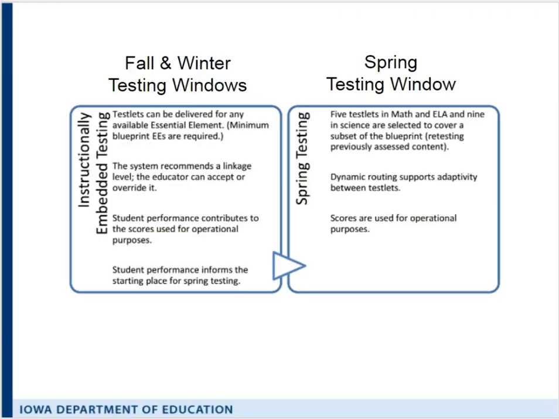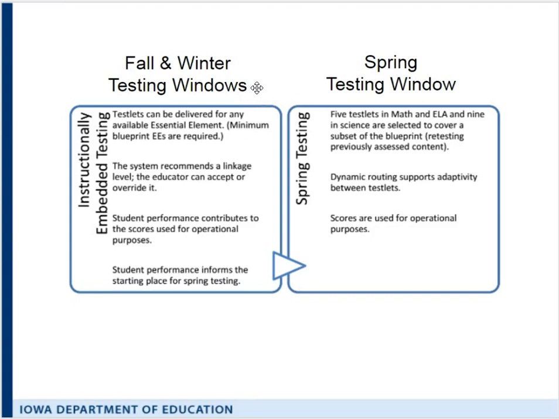Now, this is a nice graphic that kind of shows you how this information is going to be used to inform the testing process, both fall and winter and spring. When you think about fall and winter testing windows, this is instructionally embedded testing, and we'll talk more about that in later videos, but this is where we're selecting specific essential elements, we're teaching them, we're providing targeted instruction, and then we're assessing in a very focused way using the DLM assessment system. So we're selecting essential elements, and there is a blueprint. Each state would have their own required blueprint of the areas that must be tested.